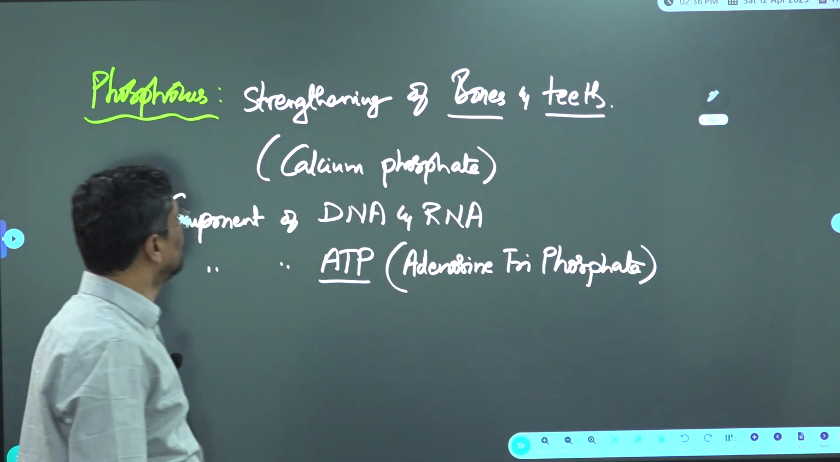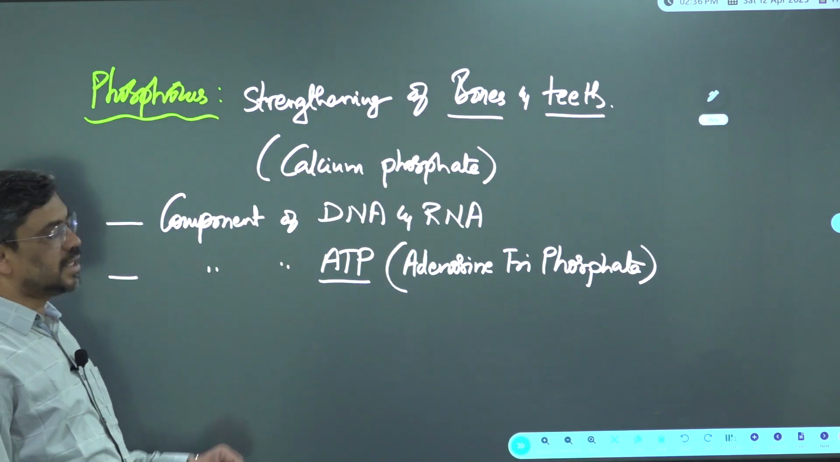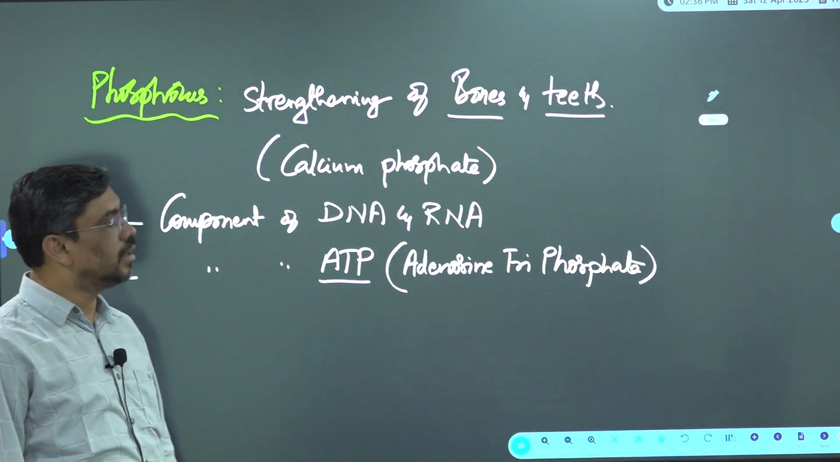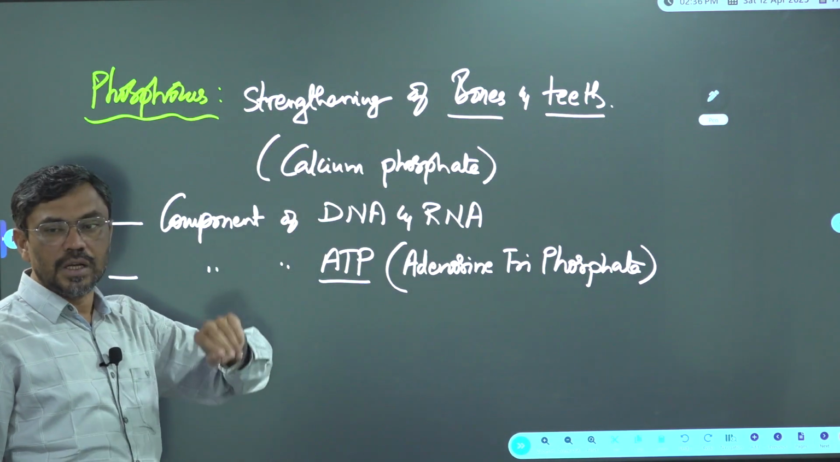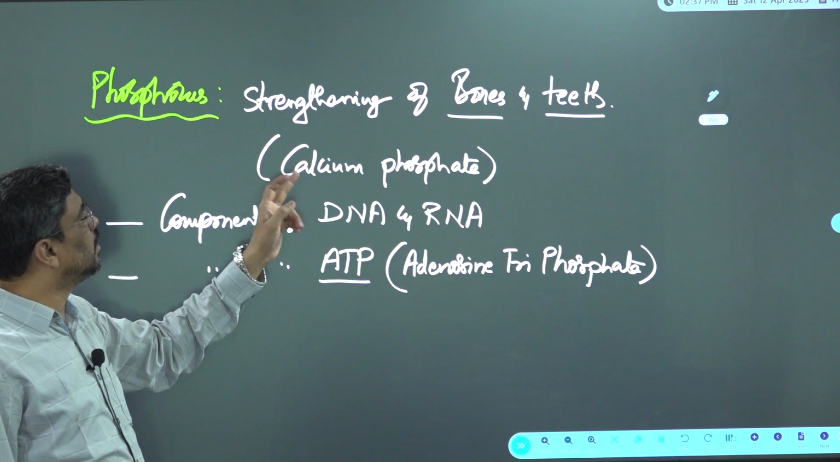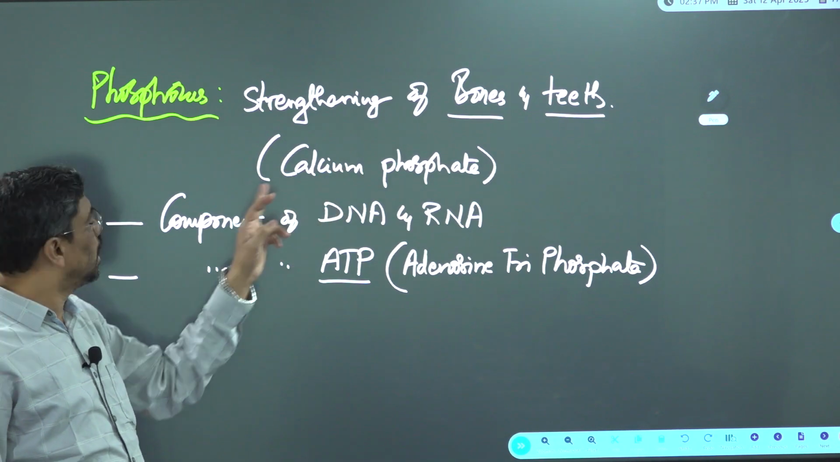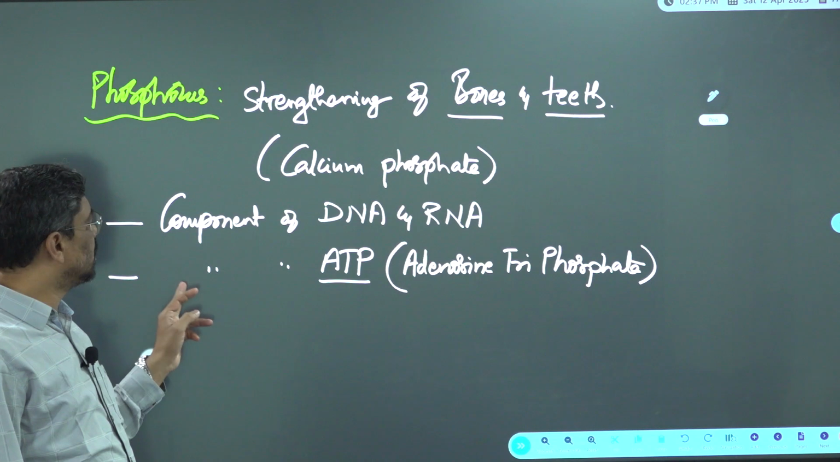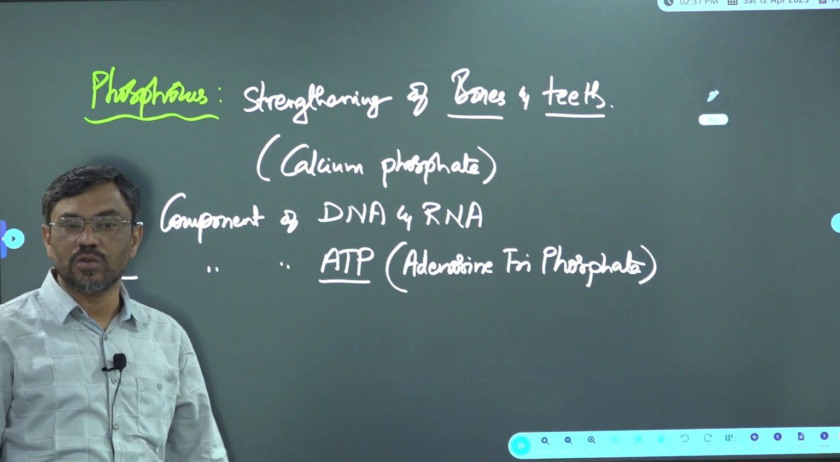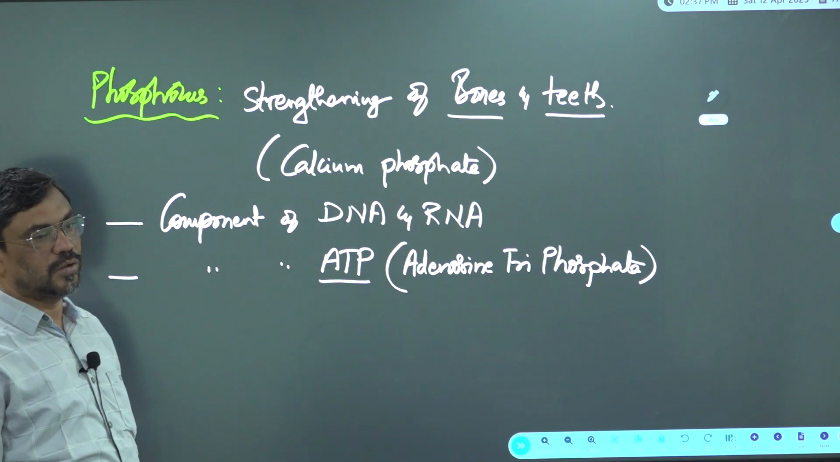You remember this one. So phosphorus is also a very important mineral or element. It is required for strengthening of bones and teeth. In bones and teeth, phosphorus is available in the form of calcium phosphate. It is a component of DNA and RNA, that is nucleic acids, and it is also a component of ATP, adenosine triphosphate.